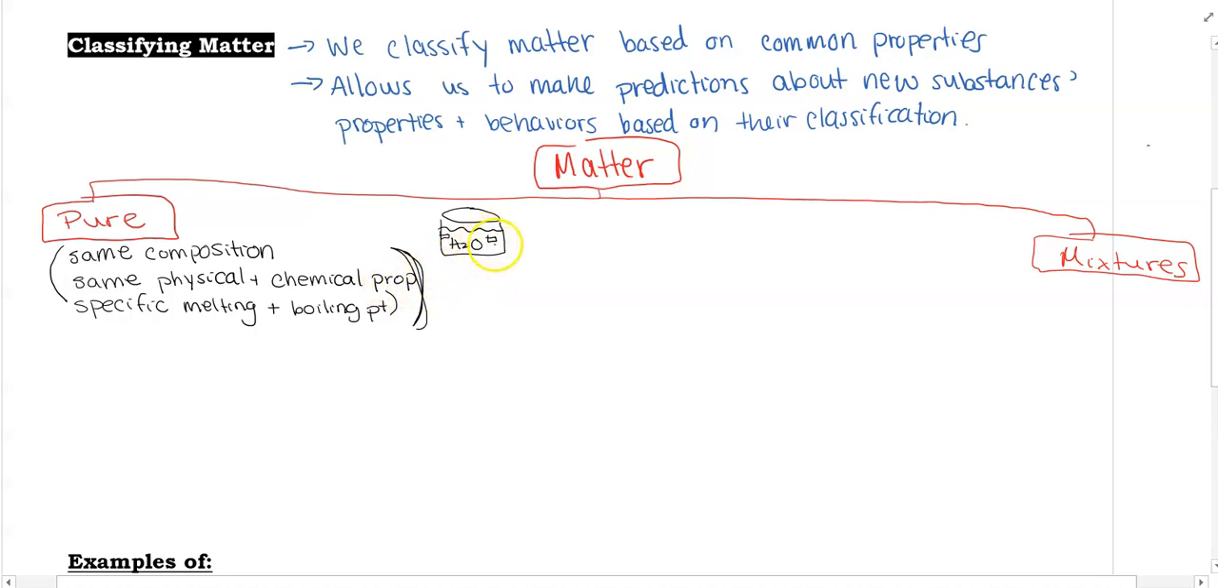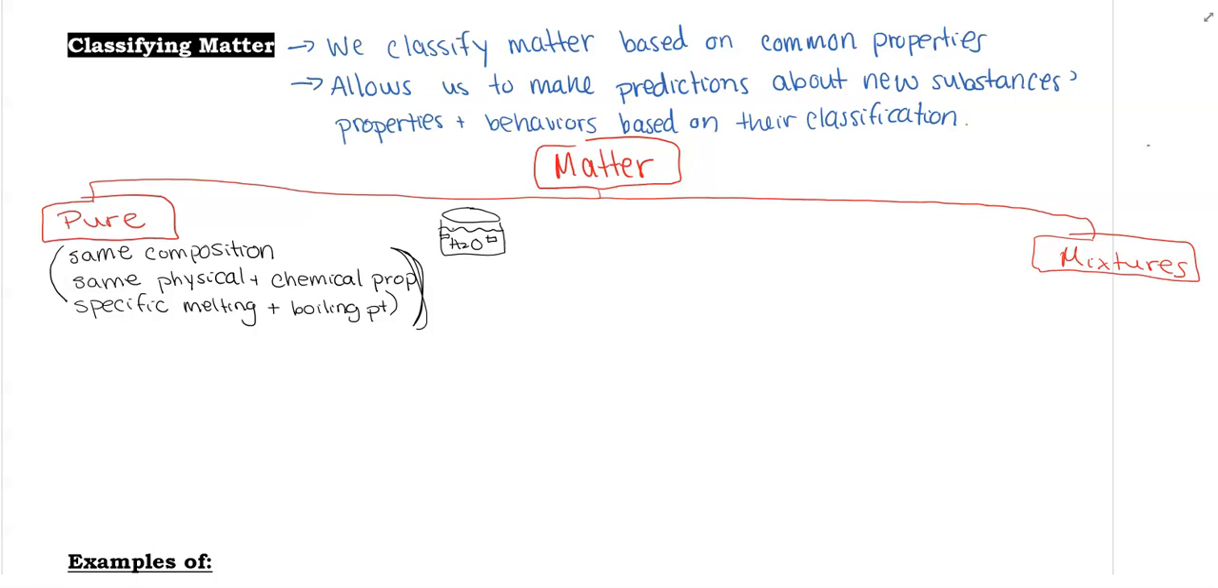It has the same physical and chemical properties. So that means that this little piece of water over here is going to be clear and transparent and liquid and everything we know about water. And then this little piece of water here is going to be exactly the same. And then the specific melting and boiling point, well, that means I know this little piece of water right here is going to boil at 100 degrees Celsius, and this little piece of water right here is going to boil at 100 degrees Celsius. Okay, so that's what it means. If I have a sample of it, no matter what piece I take, it's going to be absolutely the same.